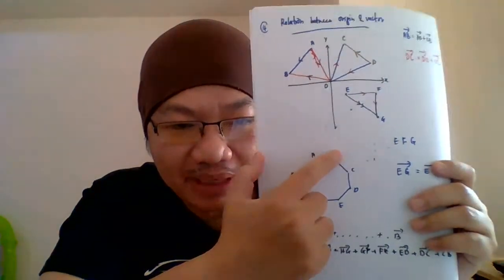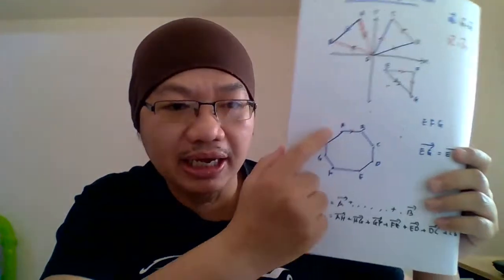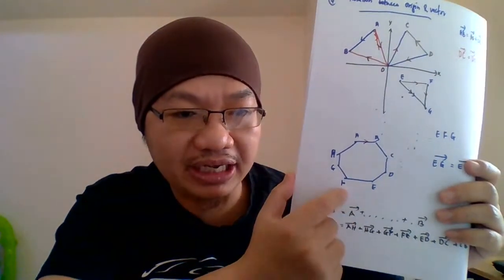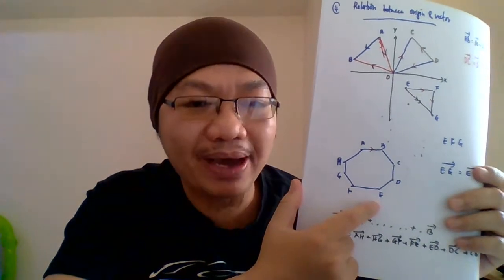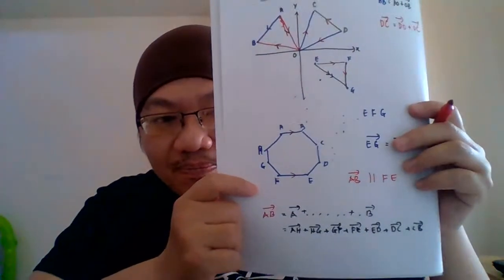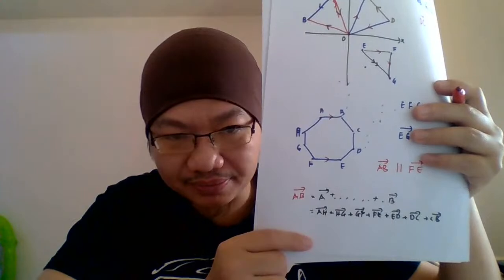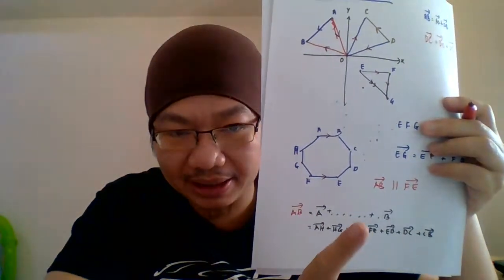So now AB and apa nama ni? GF. Okay, AB and FE, they are actually parallel to each other. Okay, so vector AB and the vector FE, they are actually parallel to each other. Okay, they are parallel to each other, right? That is the first conclusion we can make.